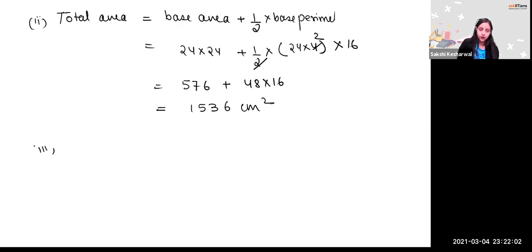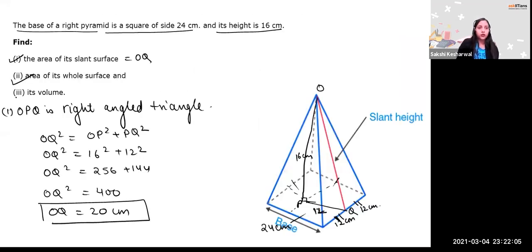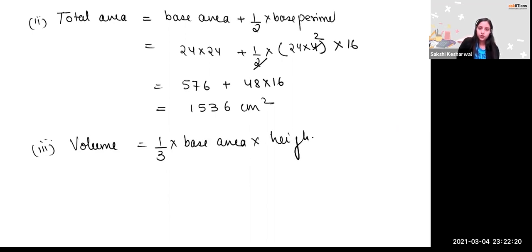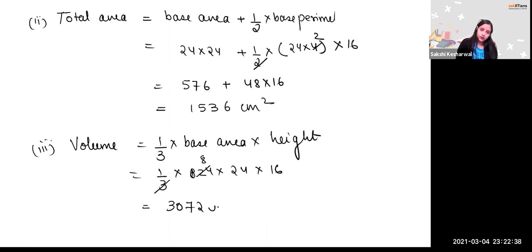Now coming to the third part. It asks about your volume. So volume is 1 by 3 into base area into height, right or not? So which is equal to 1 by 3, base area is how much, beta? It's 24, not 12. It's 24 into 24 into height, which is 16, right? You just solve it. So this is going to be 8. After solving this, you will get your answer as 3072 centimeter cube. That's it.